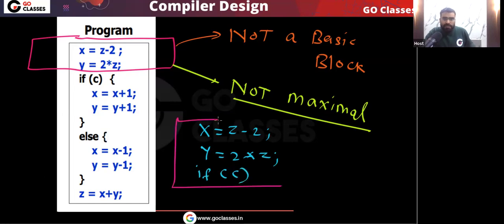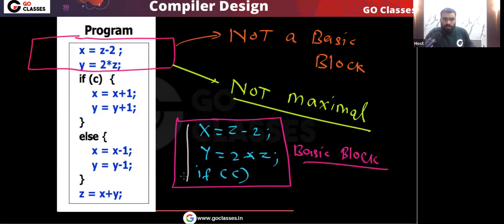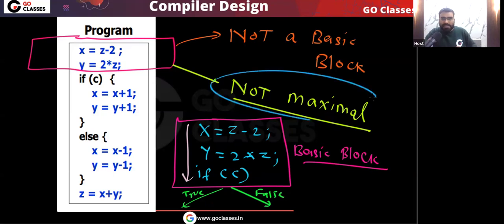Actually, this is the basic block. Okay, is this clear? I hope you understood. Now remember, from this instruction, of course, the condition can be true or it can be false. That is fine. Yes or no? Everything is fine. But you can see this is the basic block. So now did you understand the meaning of maximal?